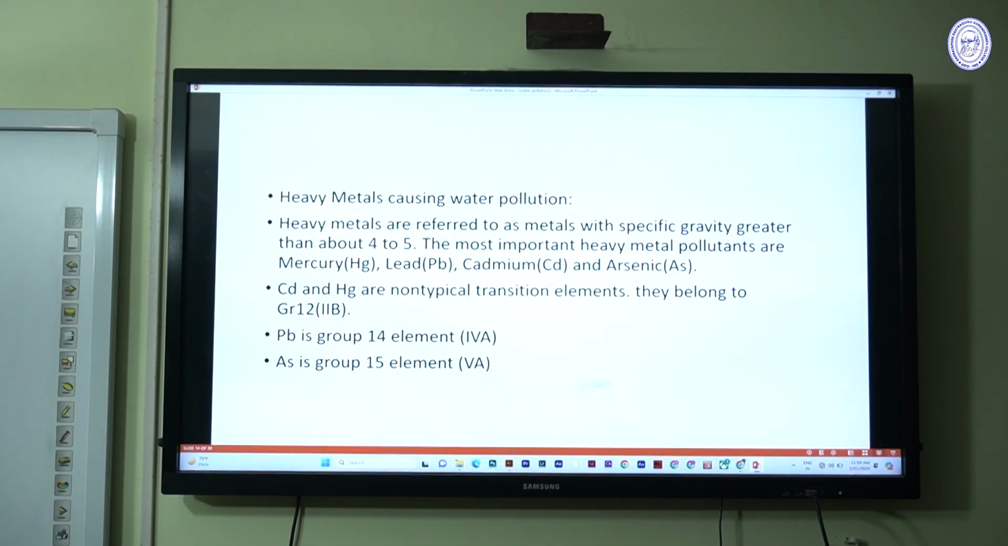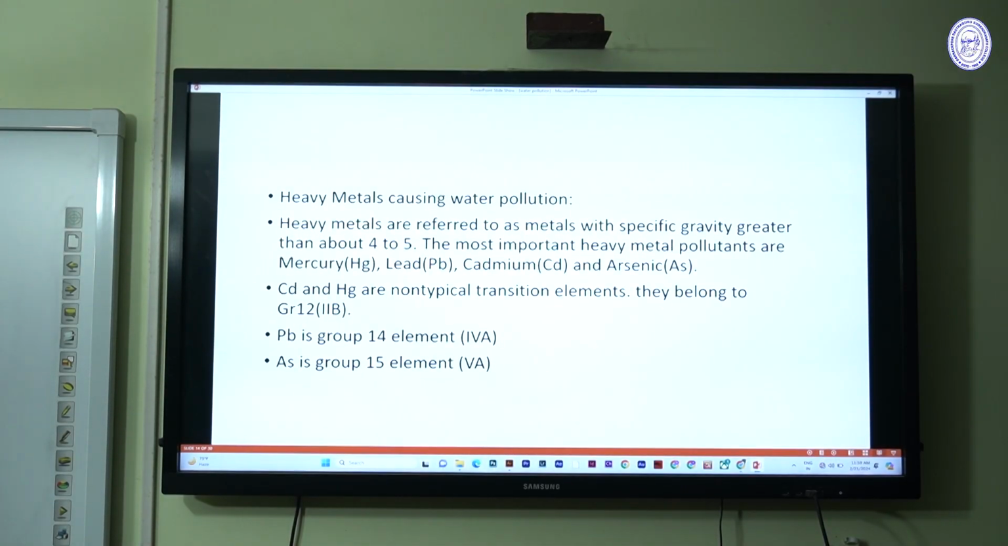Heavy metals causing water pollution. It is another important part of water pollution. Heavy metals, what are the heavy metals? They are referred to as metals with specific gravity greater than about 4 to 5. The most important heavy metal pollutants are mercury, lead, cadmium, and arsenic.